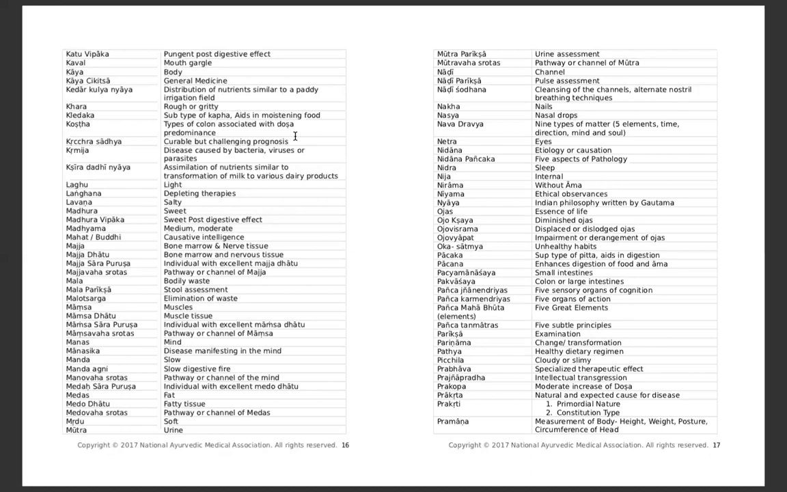Madhyama means medium or moderate. So you can see the etymology of madhyama and medium being very similar. Madhyama, medium. Mahat or buddhi is causative intelligence. Majja, so this should be majja. The A should have a line, a horizontal line across the top. Majja. So this is bone marrow and nervous tissue. Majja dhatu is bone marrow and nervous tissue. Majja sara purusha is an individual with excellent majja dhatu. Majjavaha srotas is the pathway or channel of majja.